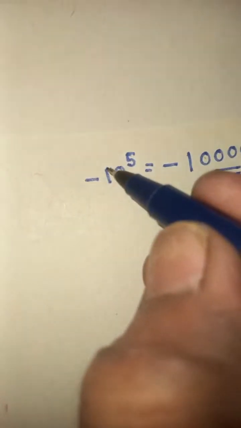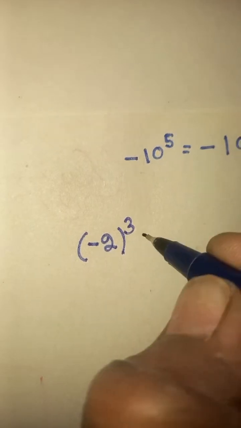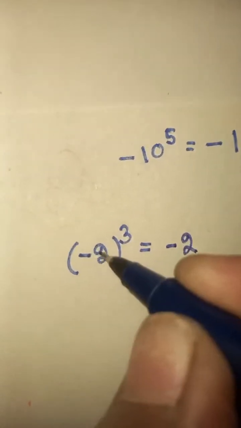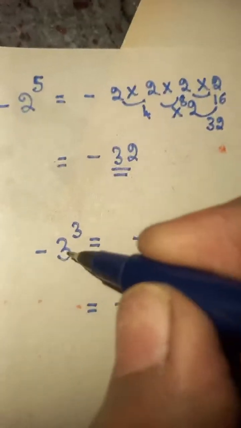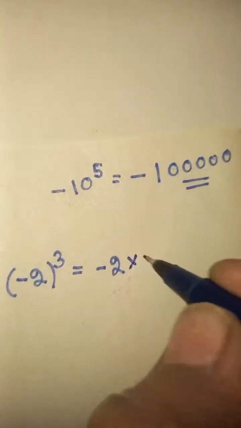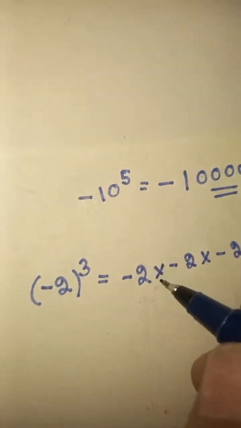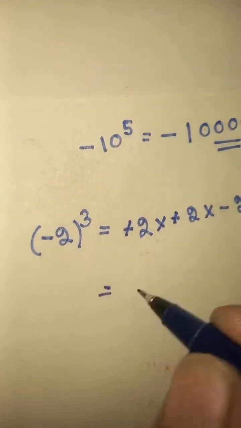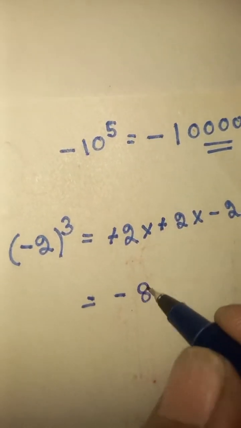Now this is the normal case. If you take any odd power, the minus symbol remains. That means minus 2 whole power of 3: you can't write the minus separately and multiply the remaining terms. You need to multiply each time minus 2 times minus 2 times minus 2. Since it is an odd power, one minus cancels with another minus, and one minus remains in front, so it is minus 2 times 2 is 4, 4 times 2 is 8, so it is minus 8.